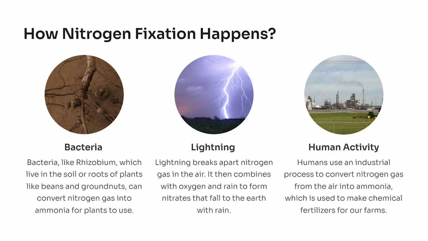And third, through human activity. Scientists and engineers have learned to do the same thing in factories. They use nitrogen gas from the air and change it into ammonia to make chemical fertilizers. Farmers then use those fertilizers to help their crops grow better. So, whether through bacteria, lightning, or human processes, nitrogen fixation is the first big step that allows nitrogen to enter the soil and support life.